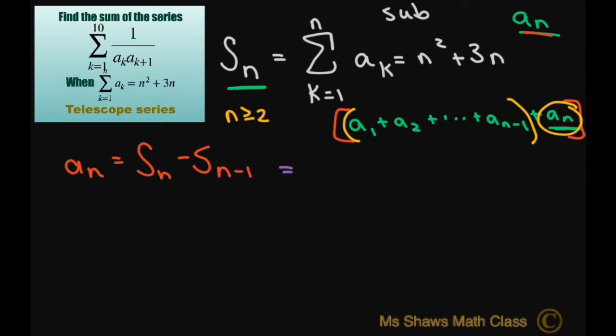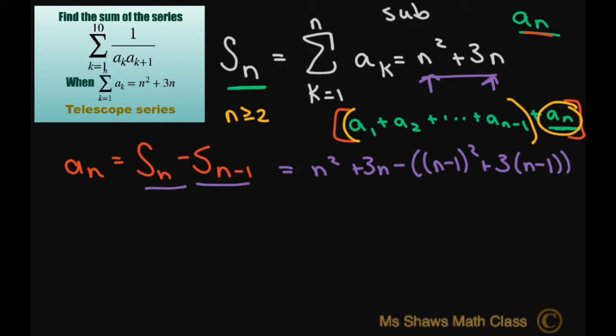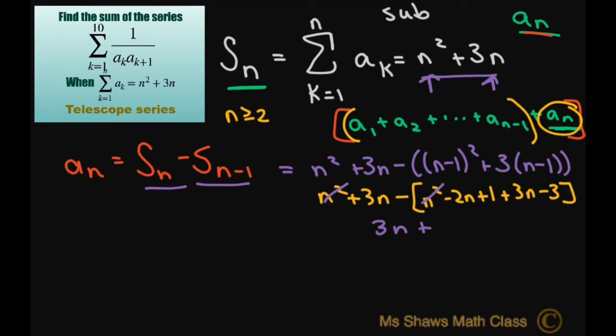So that's going to equal S sub n, which is n squared plus 3n, minus S sub n minus 1. You just take this and substitute n minus 1, so that's n minus 1 squared plus 3 times n minus 1. So this gives me n squared plus 3n minus, n squared minus 2n plus 1 plus 3n minus 3. Let's see what we get. These two cancel, so we have 3n plus 2n minus 1 minus 3n plus 3. This cancels out, and we have 2n plus 2.